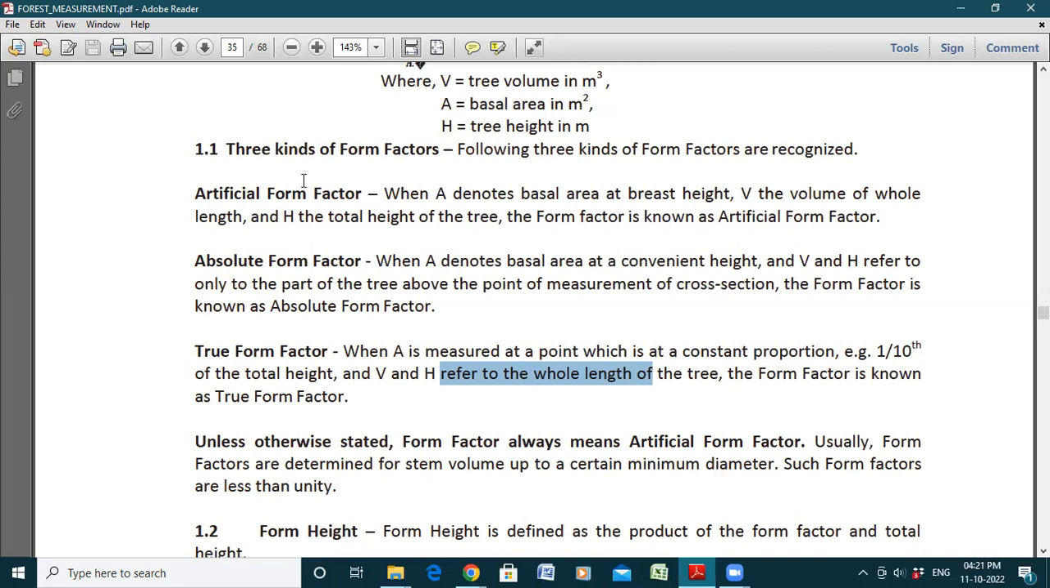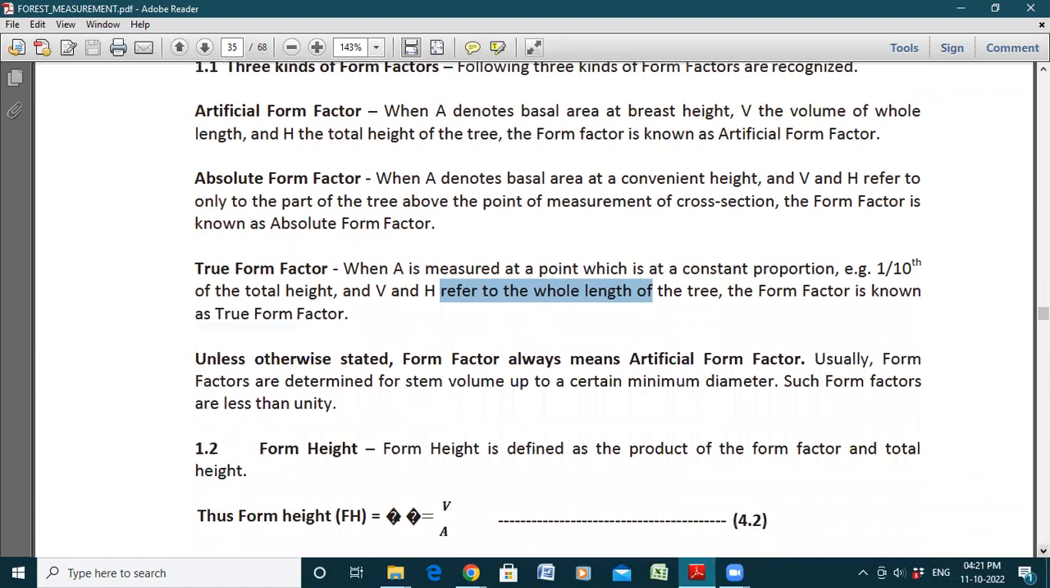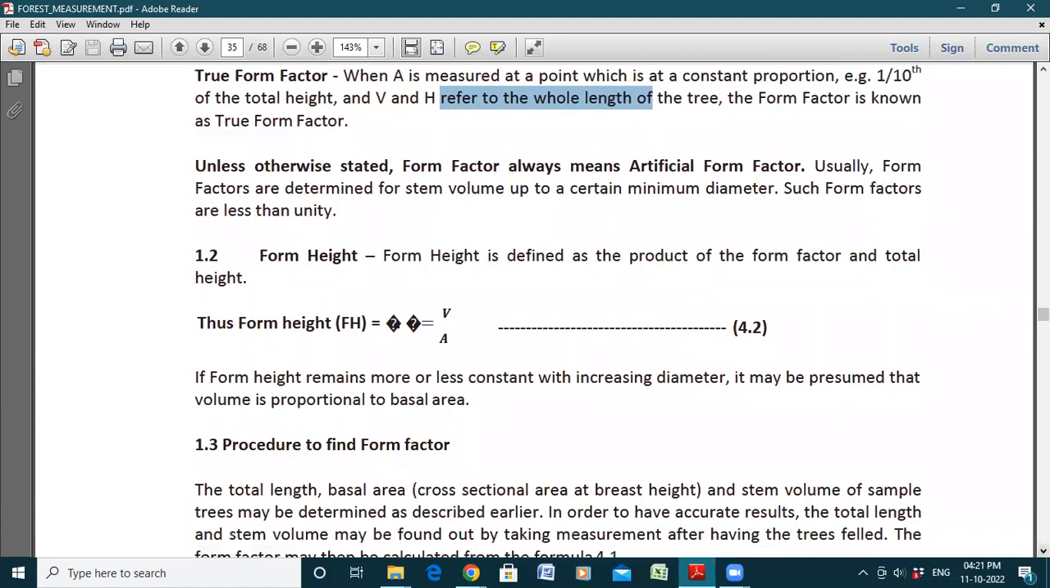So artificial form factor means when we are considering A the basal area at breast height. Absolute form factor means A, basal area at a convenient height, and true form factor means A is measured at a point which is a constant proportion of the total height. Because we know that form factor is directly proportional to this, right? V by A dot H, so totally depending on the value of A. So unless otherwise stated, the form factor always means artificial form factor. If it is stated otherwise, that is a different matter, but otherwise we by default will take artificial form factor.